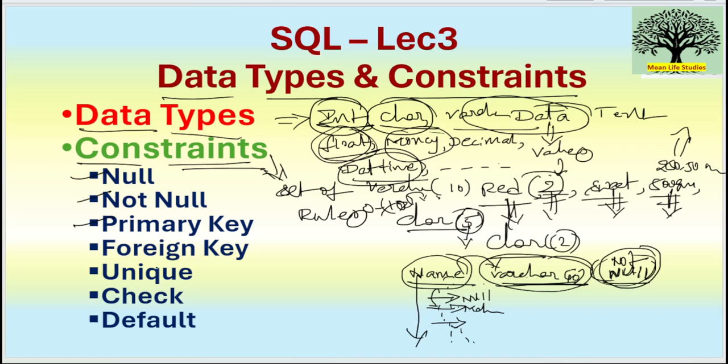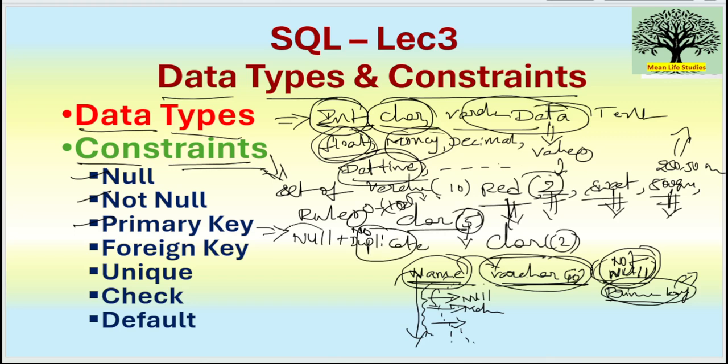What is a primary key? If you mention this as primary key here, then this column's values should follow this set of rules. A primary key won't accept any null values and it won't accept any duplicate values. No duplicates. These are the set of rules that this column should follow if you define it as a primary key. Next, foreign key.